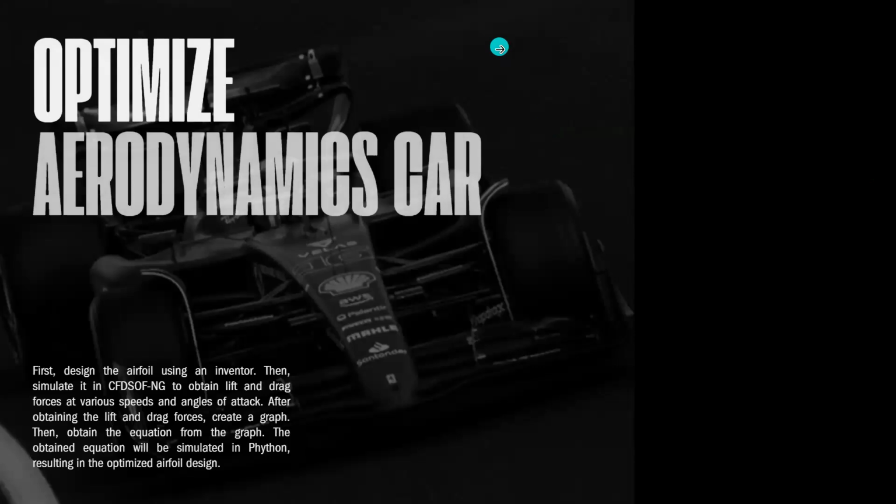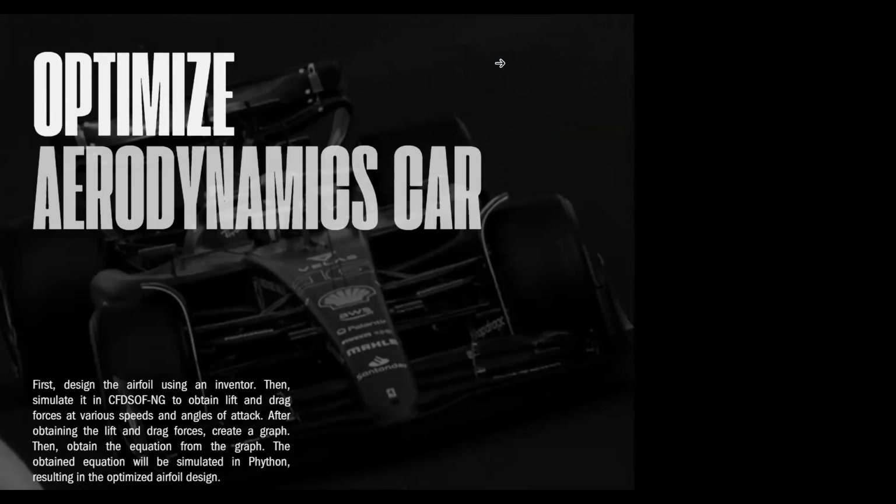In this example, I'm going to take the optimization of car aerodynamics. The first thing to do is to design the airfoil using Inventor, then simulate in CFD software to obtain lift and drag force at various speeds and angles of attack. After obtaining the lift and drag force, create the graph, then obtain the equation from the graph. The obtained equation will be simulated in Python, resulting in the optimized airfoil design. After we design, we can use numerical methods to optimize the maximum lift, the maximum drag, or the angle of attack.